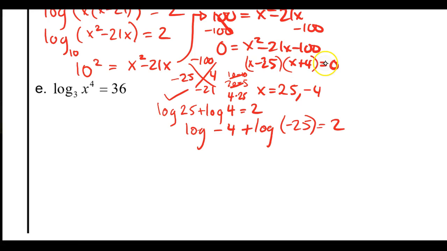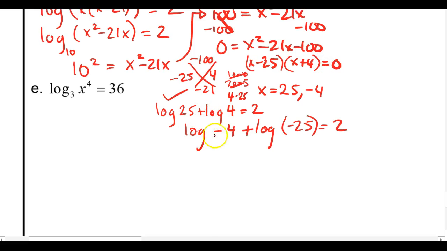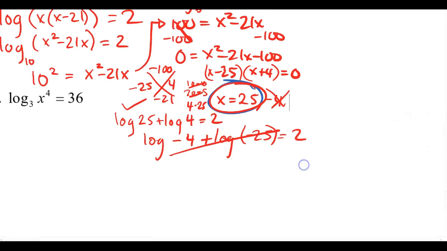And some of you would say, oh, well, can't we just combine the negative 4 and then 25, and that becomes positive 100? But it has to work for the original equation. Yes, these two would make positive 100. You could take the log of 100, but that wouldn't work, because these are negative. So that does not work. So the only answer is x is equal to 25. So if you plug a number in and you get an error, then that number is not going to work.